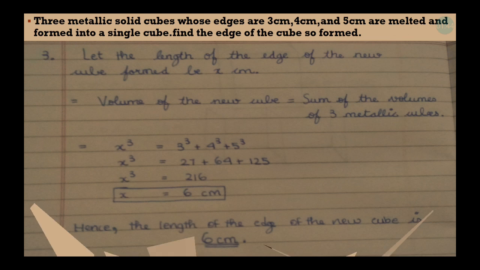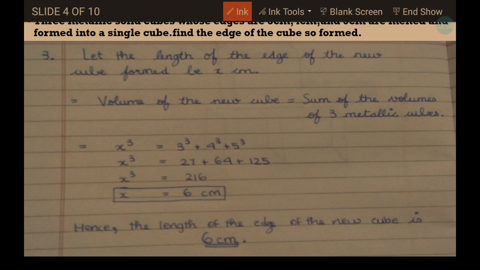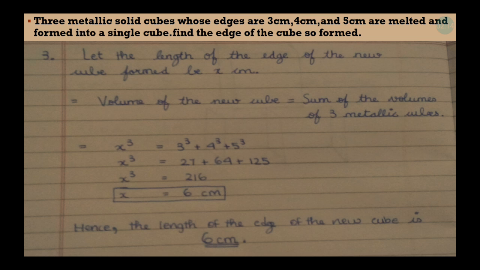Now we will see the second problem. Three metallic solid cubes whose edges are 3 centimeter, 4 centimeter and 5 centimeter are melted and formed into a single cube. Find the edge of the cube so formed. In this problem, they have given the values for three metallic cubes, which are 3 centimeter, 4 centimeter and 5 centimeter. The three cubes are melted and grouped into a single cube, so we need to find the value of the edge of the single cube.